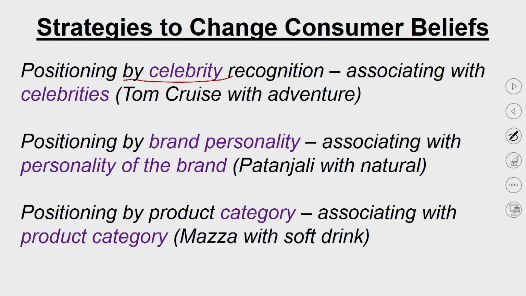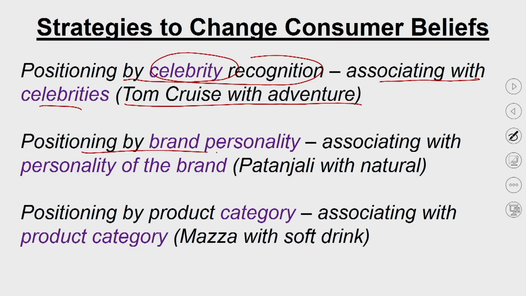I can position my product by celebrity recognition. I can associate my product with a particular celebrity, and the nature or brand image of the celebrity gets associated with it. For example, Tom Cruise with adventure. Any product related to Tom Cruise automatically gets related to adventure, because Tom Cruise is believed to enjoy adventure, and so I can position my product based on that factor. I can also position my product by brand personality, associating with the personality of the particular brand.